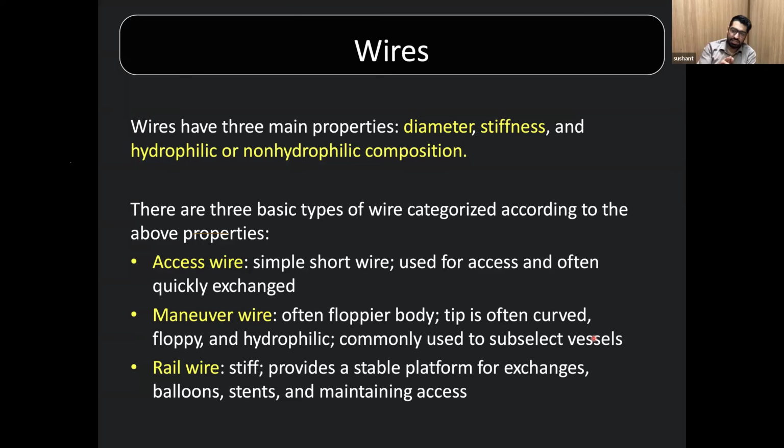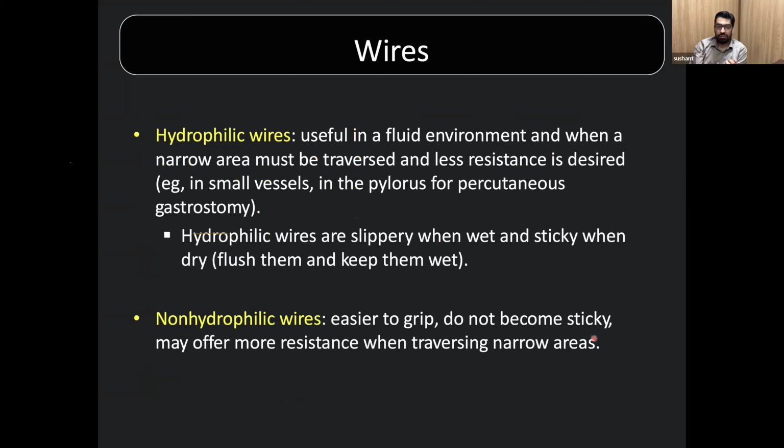So initially is the access wire. We take an access wire to gain access into the vascular system. Then we use a maneuver wire to go into the target vessels. And then if we want to stent, we want to take our larger bore catheters and larger devices, we need to exchange it with a rail wire. So the rail wire gives us the support.